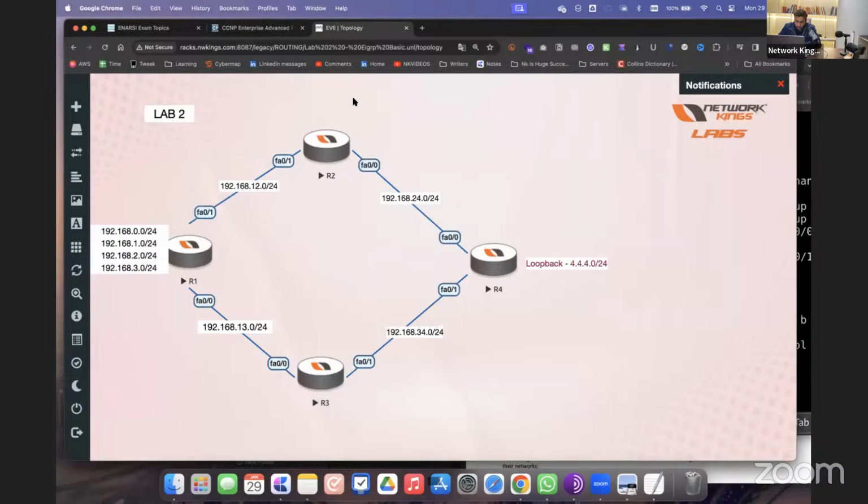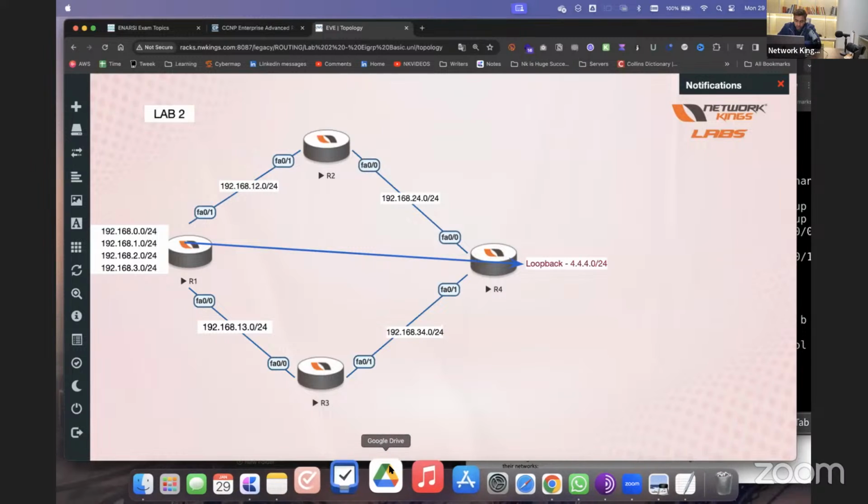Do you think that we will be able to ping from router 1 to the loopback of router 4? Do you think we will be able to ping without routing?